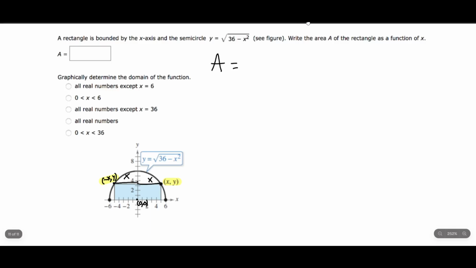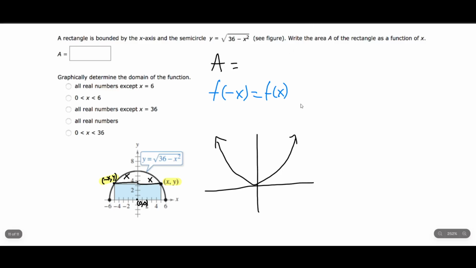Well, it reminds you of an even function. Remember, to test for an even function, the following condition has to be true: f of negative x equals f of x. This is literally saying the exact same thing. What other function will have this sort of (x, y) and (negative x, y) characteristic? Well, that's your simple y equals x squared parabola, right? If I say that this is y equals x squared, this will have some (x, y) here, and then corresponding to that will be (negative x, y).